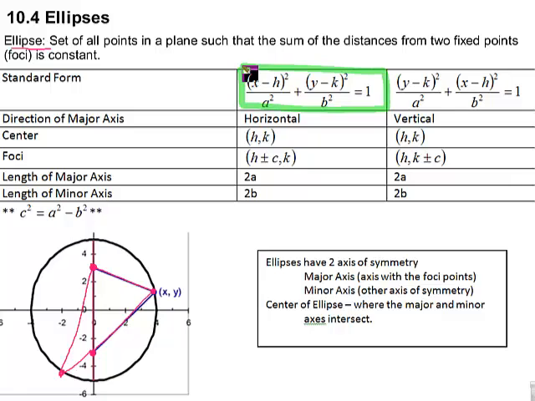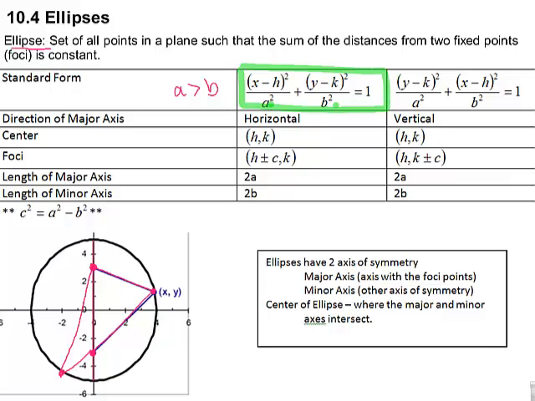That a squared and b squared is going to represent how far our ellipse goes in each of those directions. So x minus h squared is with the a squared. That tells us in the x direction we're going to go a distance of a each way from our center. Y minus k squared is with our b. That tells us in the y direction we're going to go a distance b away each way from our center. And for this, a is always greater than b for standard form. That's how we know whether to put our x first or our y first.